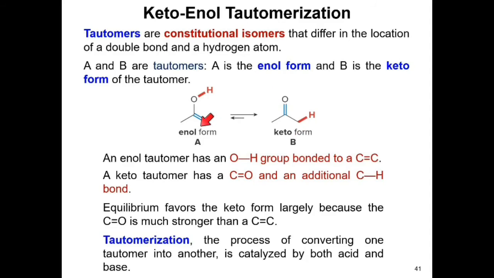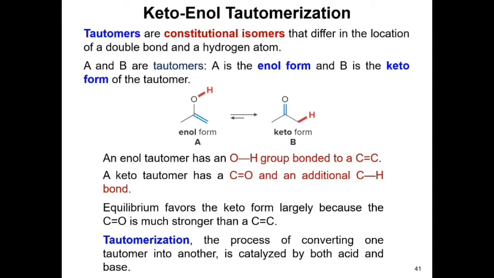Remember that an enol is a compound containing a double bond and a hydroxy group, whereas a ketone contains a carbonyl group bonded to two carbon atoms. So again, tautomerization is the process of converting one tautomer into another, and this is catalyzed by both acid and base.